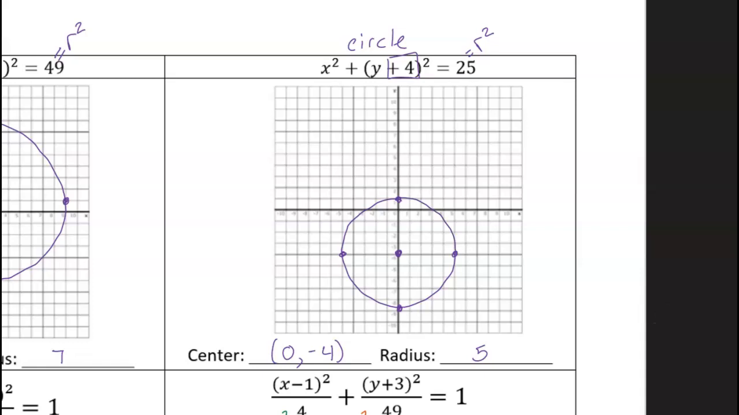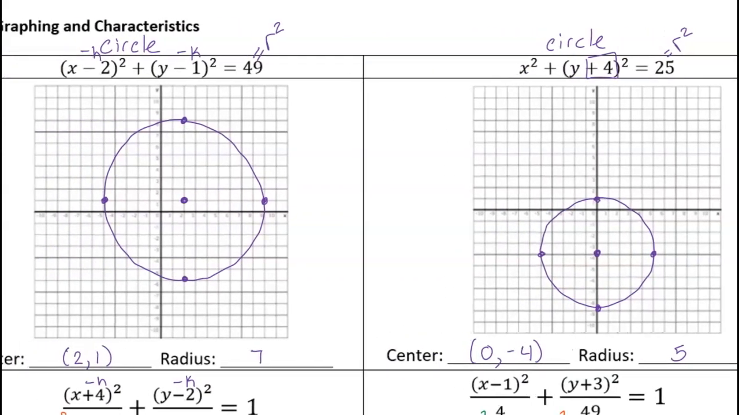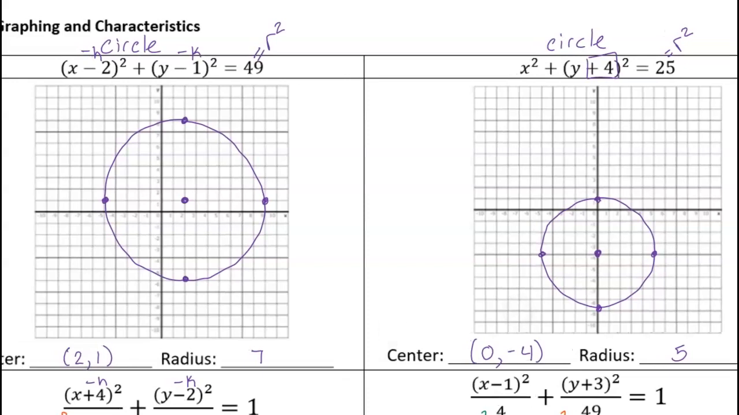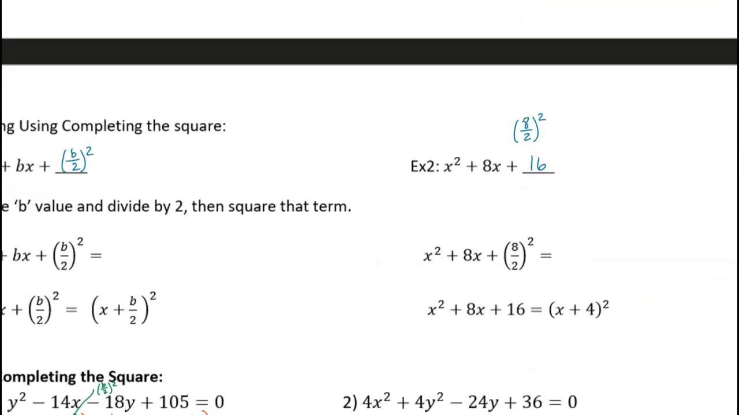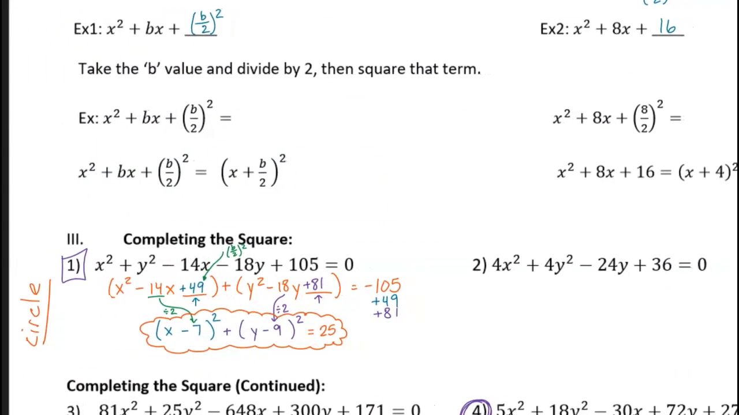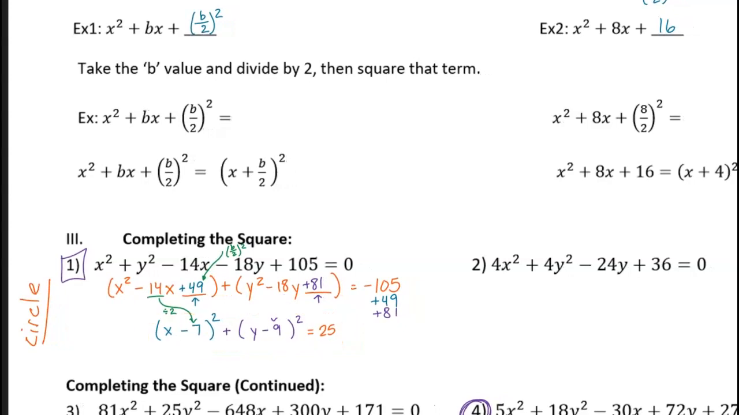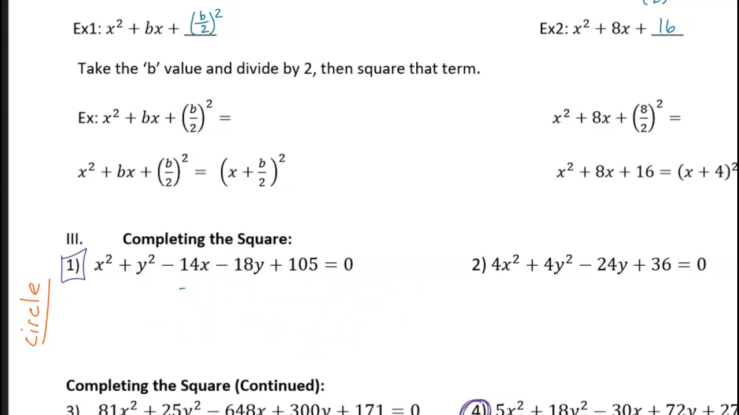Okay, pretty good. So yes, both of these were given to us in standard equation. That's why it was so easy to just jump right in and graph them. However, sometimes they'll give us the general equation for a circle. Let me erase this. So if I'm looking right here at part 3, both 1 and 2 are circles, and they're circles in the general equation format. Meaning, if I wanted to know the circle's attributes, I would need to convert from general to standard.